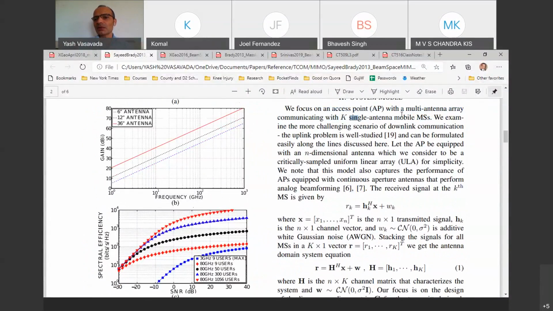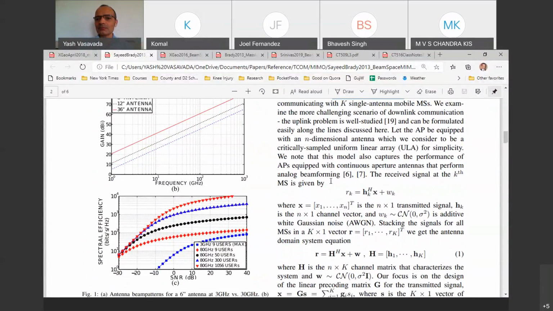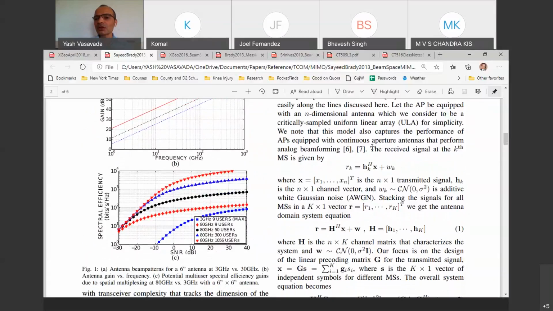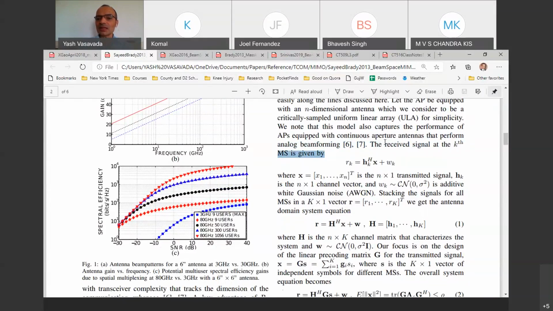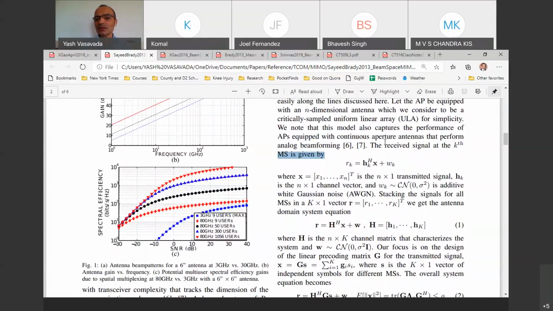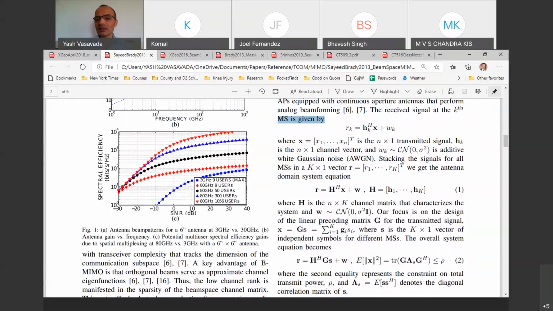They have K different mobile stations, and they have an access point, which is nothing but a base station, and they are considering the model of the received signal at the mobile station. So the mobile station is receiving the signal, which means that the base station or the access point is doing the transmission, which is our diagram with the arrow going from bottom to up. So they are doing transmit side beamforming, which they are calling precoding.